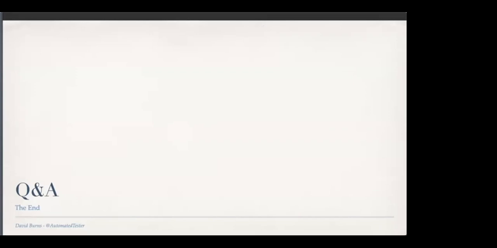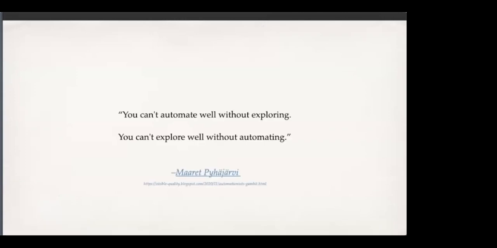As I talked about earlier, and I'll just put it up because I think it's important: you can't automate well without exploring, and you can't explore well without automating. I think this is the quote for 2020, or maybe even beyond. It's important that we think about this as holistic. It's moving testing to the right places that it needs to be, and we can go from there.